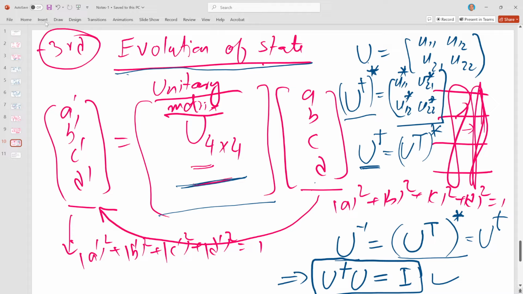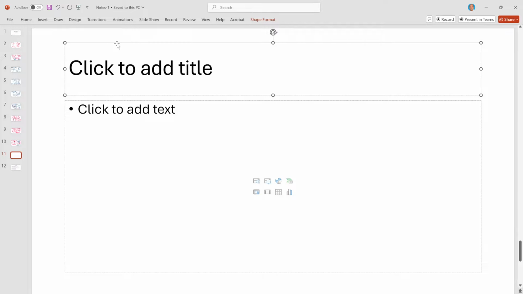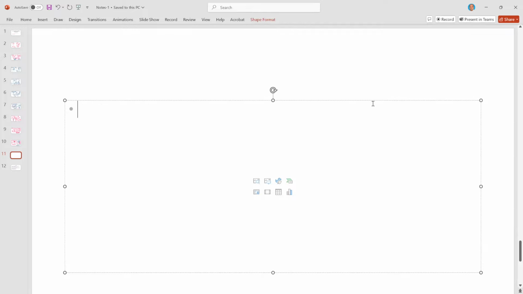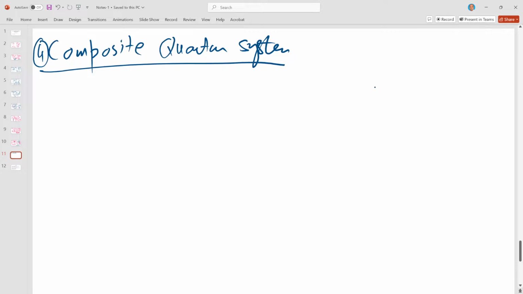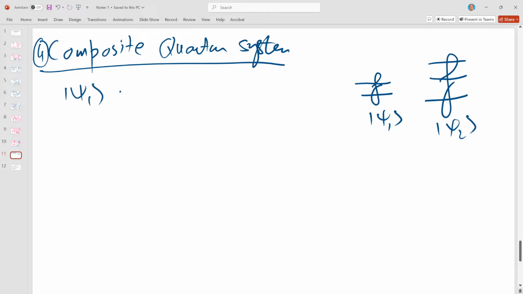Let's go to the final postulate, which deals with composite systems, that is, how do we treat composite quantum systems. So this is our postulate number 4. Suppose we have a 2-level system and a 3-level system. So suppose I have a state 1 for this system and state 2 for the other system.